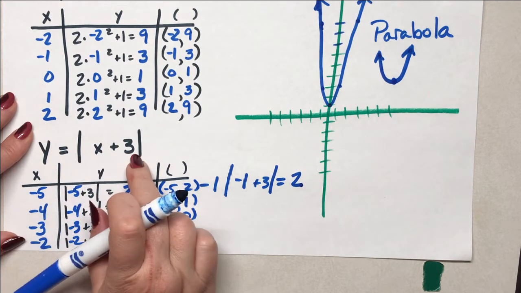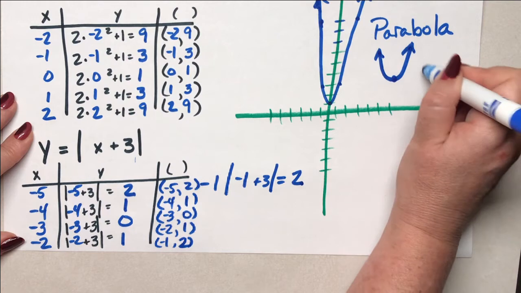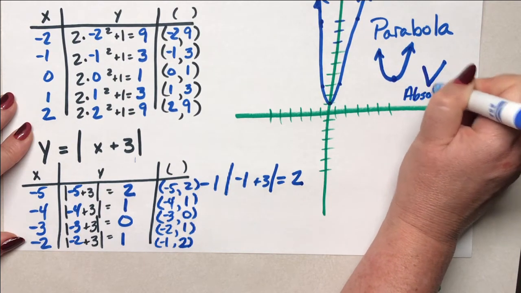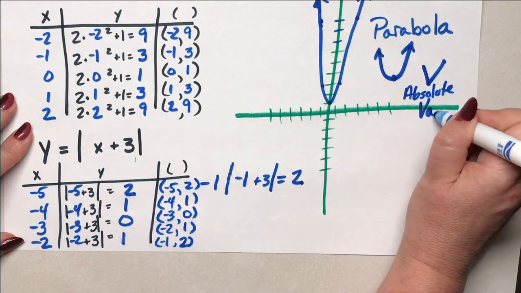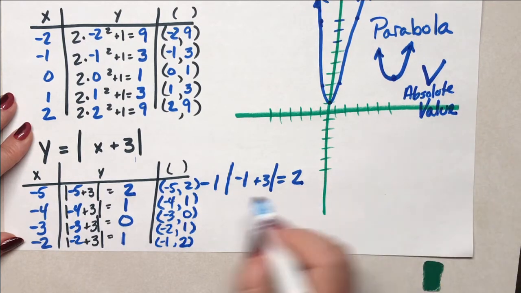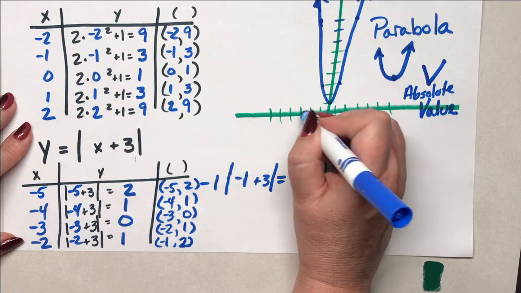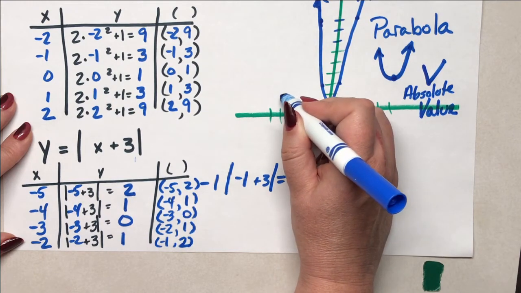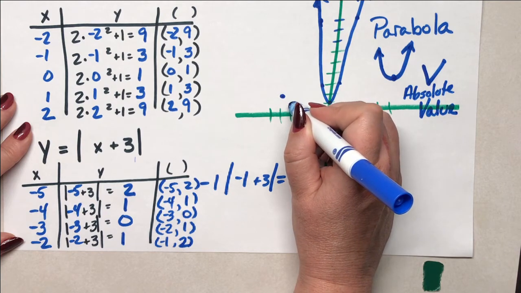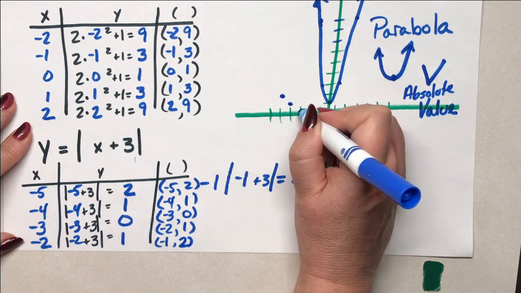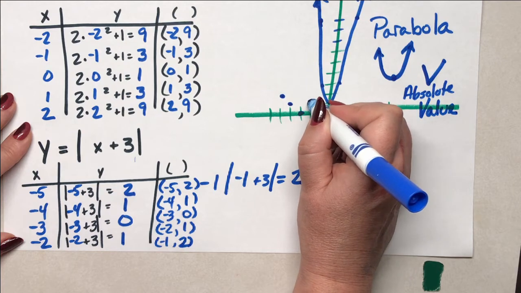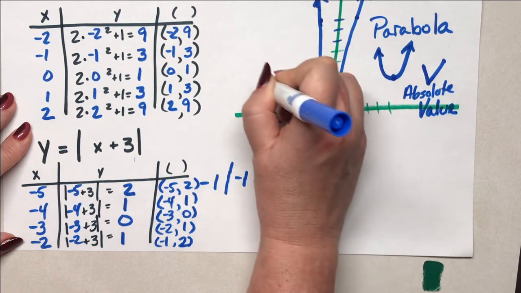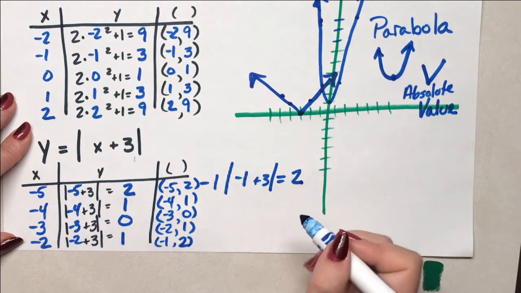Now with absolute value, it does make a V shape. This is for absolute value. -5, 2, -4, 1, -3, 0, -2, 1. There we go. This does make a V shape. It has a point on the bottom.